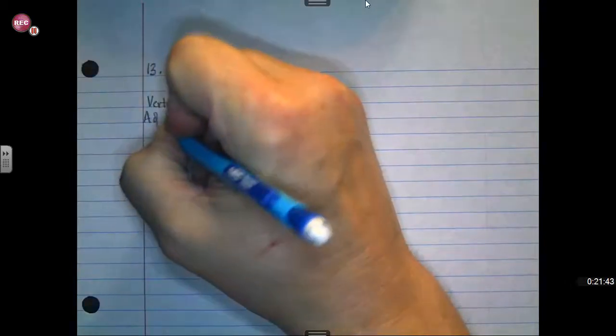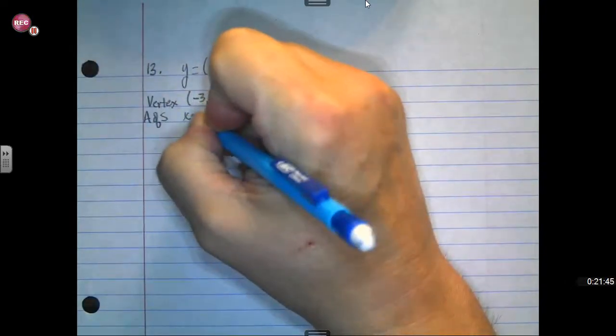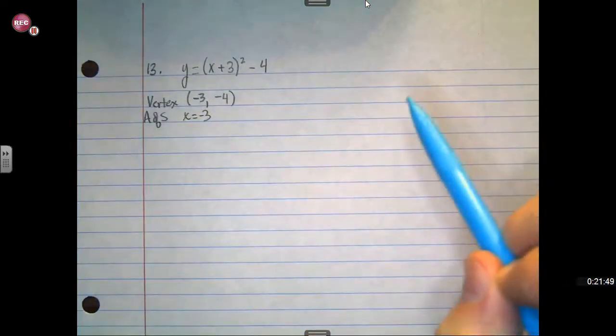It opens up because there's no negative out front there, and so our axis of symmetry, x equals -3. Remember, it has to be x equals -3. If you just put -3 there, it's wrong on all parts, because the axis of symmetry is a line. And so to write the equation of it, we have to write the equation of a line.